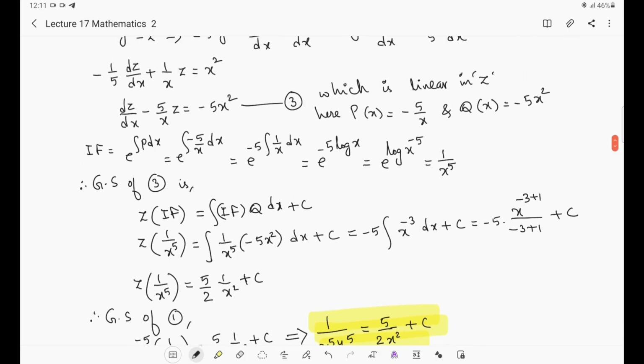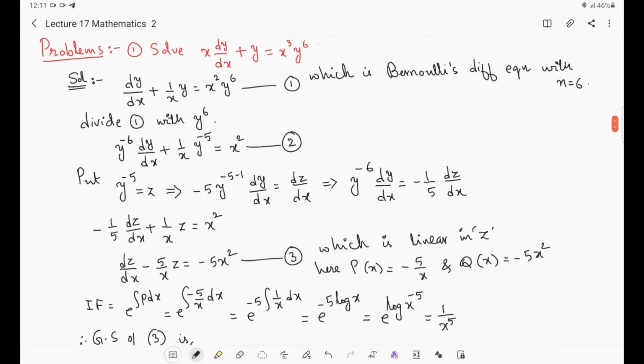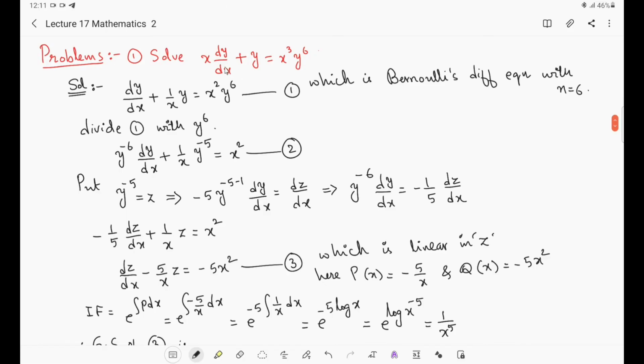So what we have done, let us understand this once again. If the given equation is of this form, x into dy by dx plus y equals x cube into y power 6, then to put it in the form dy by dx plus p of x into y equals q of x, I divide the equation by x, then I will get 1 by x here and x cube will become x square.